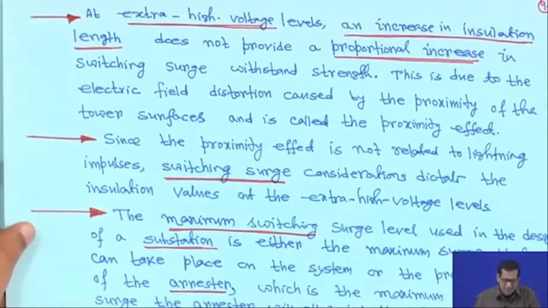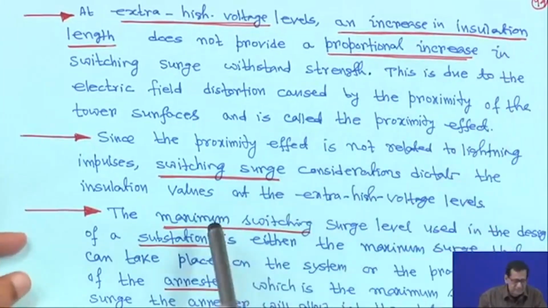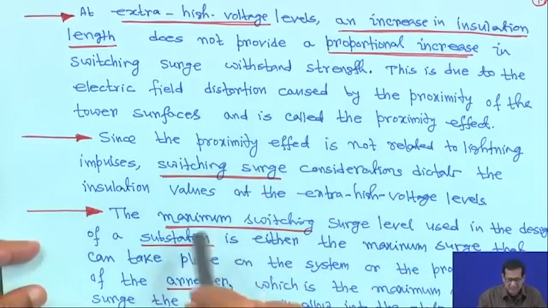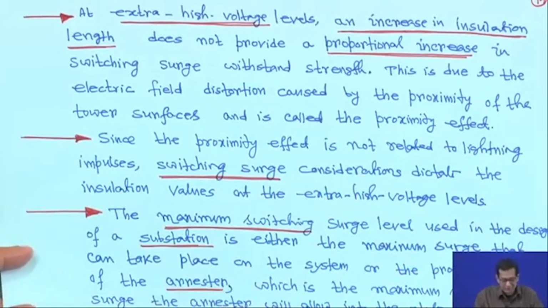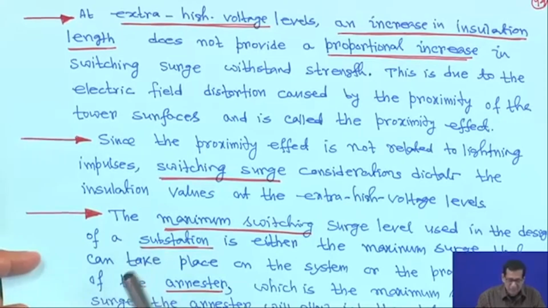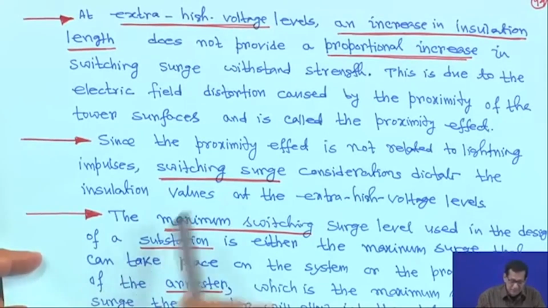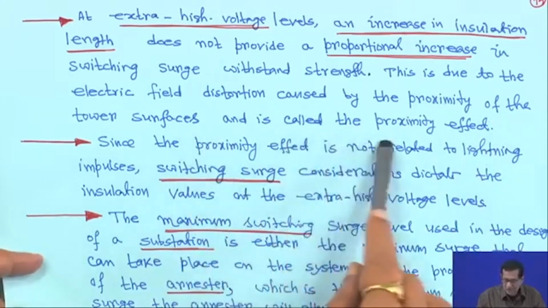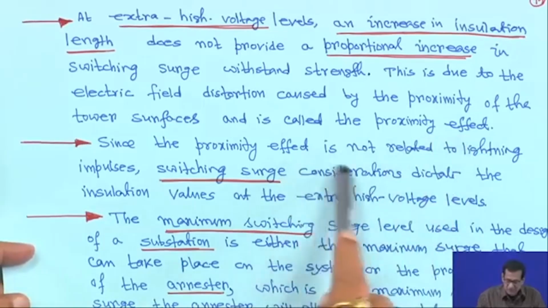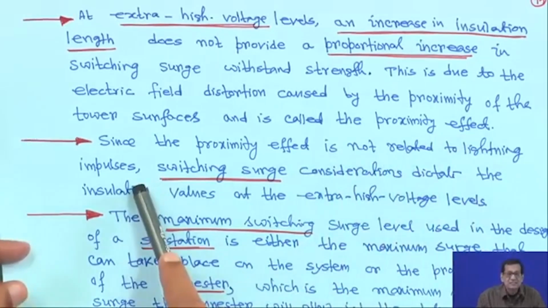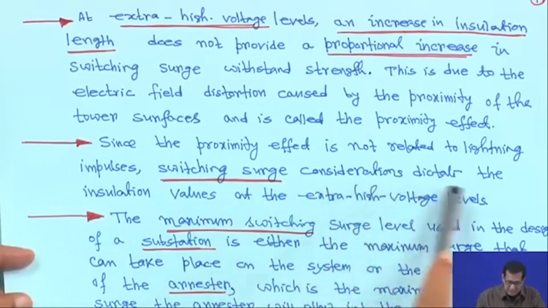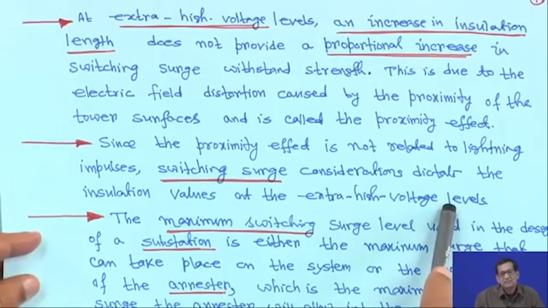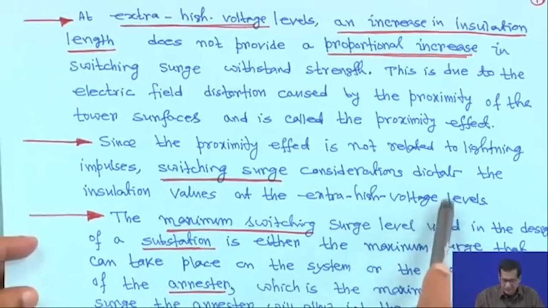Now, at extra high voltage levels, an increase in insulation length does not provide a proportional increase in switching surge withstand strength. That means increasing the insulation length does not proportionally increase the switching surge strength. This is due to the electric field distortion caused by the proximity of the tower surfaces and is called the proximity effect. Since the proximity effect is not related to lightning impulses, switching surge considerations dictate the insulation values at the extra high voltage levels. So, at the extra high voltage level, switching surge is the main concern for the insulation.